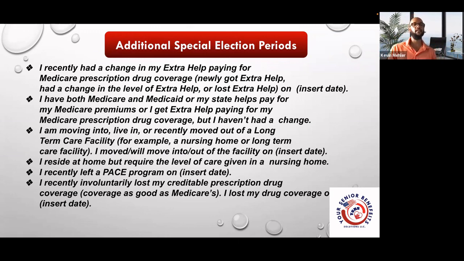And then I recently involuntarily lost my creditable coverage, drug coverage as good as Medicare's, right? You lost your drug coverage. And then you have to insert the date here. All right. If you have any questions, just reach out as it pertains to those or anything else. I'd be happy to help.